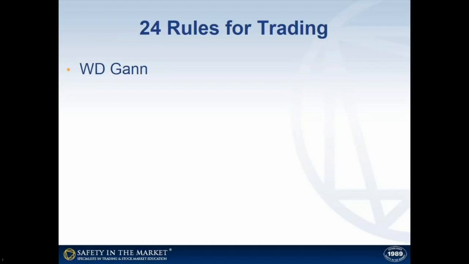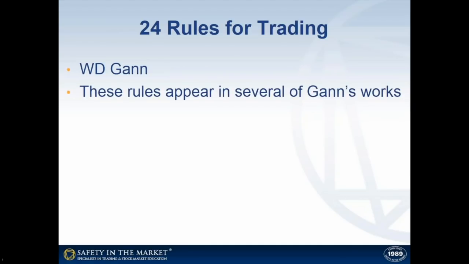If you're not sure who WD Gann was, he was a famous US stock and commodities trader from the first half of last century, and David Bowden's work at Safety in the Market, such as the Active Trader program, is based on the work of WD Gann. But Gann put these rules together after trading for a long time in the market. They appear in several of his works at different stages, and you'll see that they're slightly different or fine-tuned. But I've chosen to take this list directly from one of his last books that he published, which was called 45 Years in Wall Street.